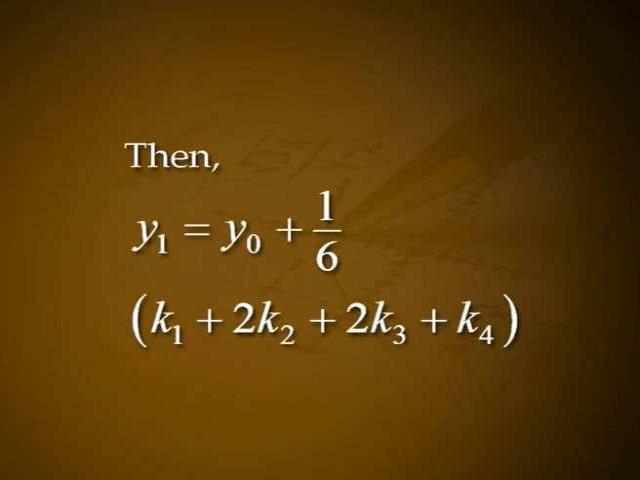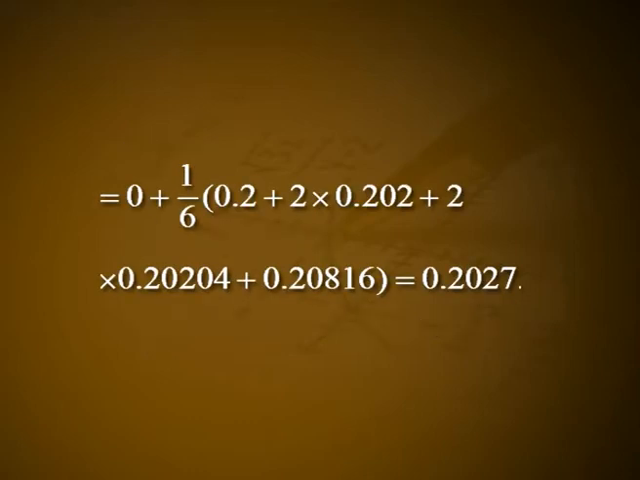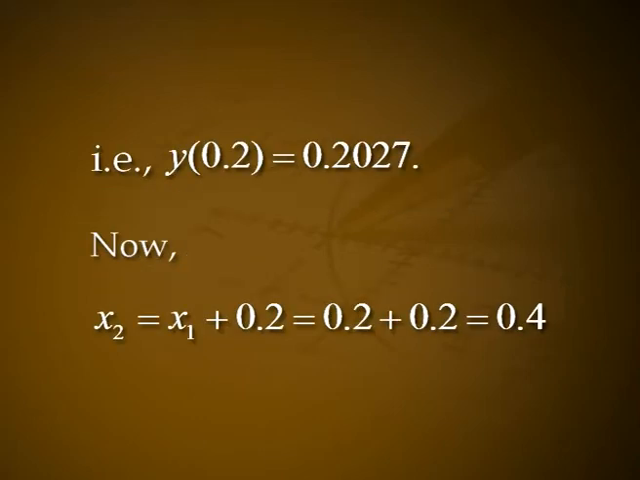= 0.20816. Then y1 = y0 + 1/6 (k1 + 2k2 + 2k3 + k4) = 0 + 1/6 (0.2 + 2 x 0.202 + 2 x 0.20204 + 0.20816) = 0.2027. That is, y at 0.2 = 0.2027. Now, x2 = x1 + 0.2 = 0.2 + 0.2 = 0.4.